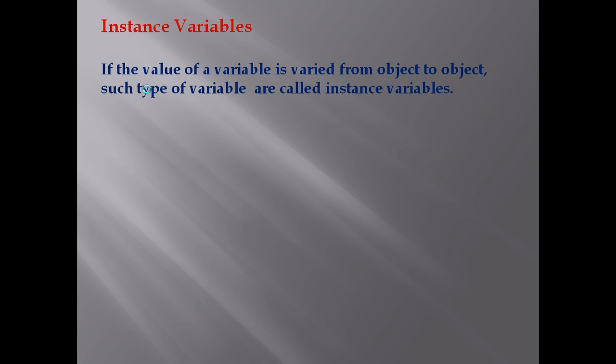S1 is of type Student, but it's one object. Then Student S2 equals new Student. It means S2 is another student object. It has the same properties as S1, but S2 is another student object. Such types of variables are called instance variables. What we have to realize is that, creating S1 and S2 for students, the value of the variable varies from object to object. Such variables are called instance variables.